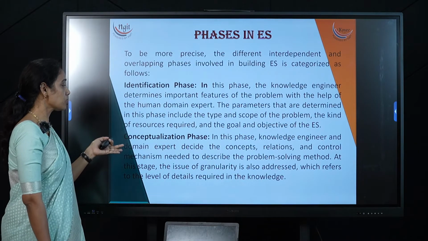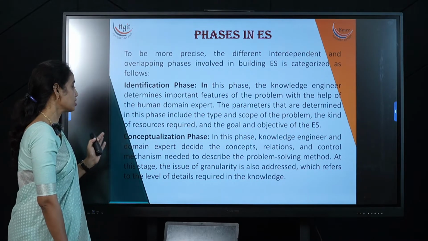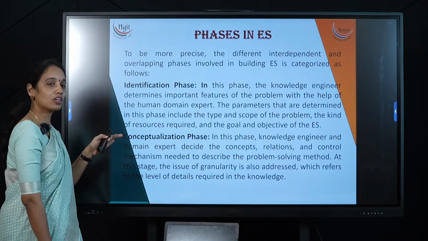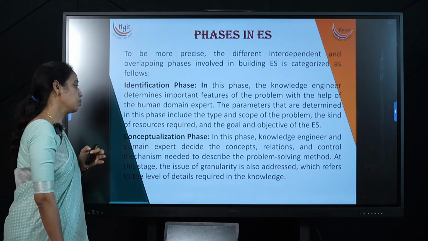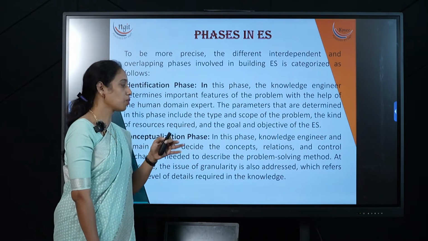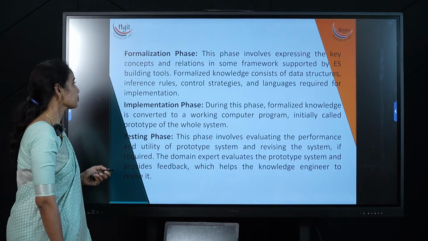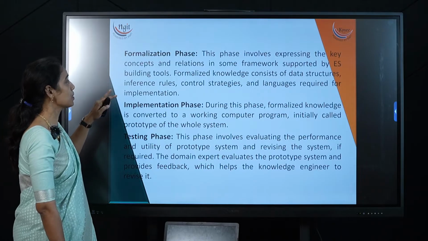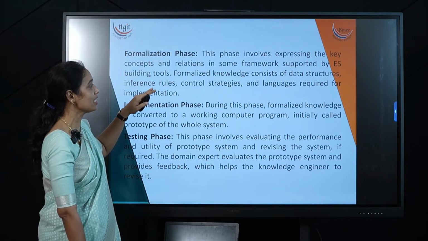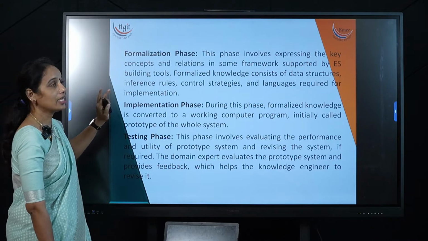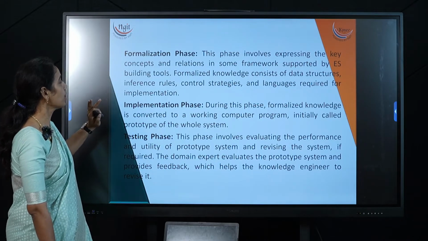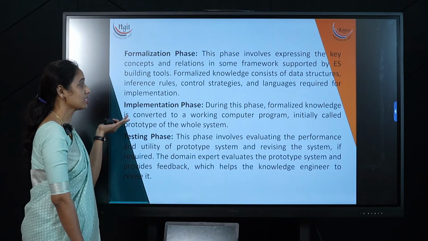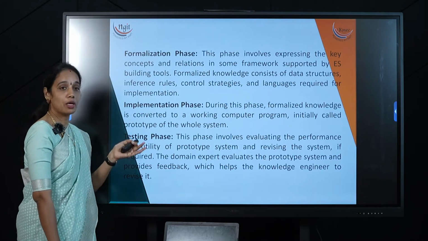The next one is the conceptualization phase. In this phase, the knowledge engineer and the domain expert decide the concepts, relationships and control mechanism to describe the problem solving method. Coming to the next phase, the formalization phase, it involves expressing the key concepts and relations in some framework supported by ES building tools. It may consist of data structures, inference rules and control strategies and languages required for the implementation of a particular expert system.